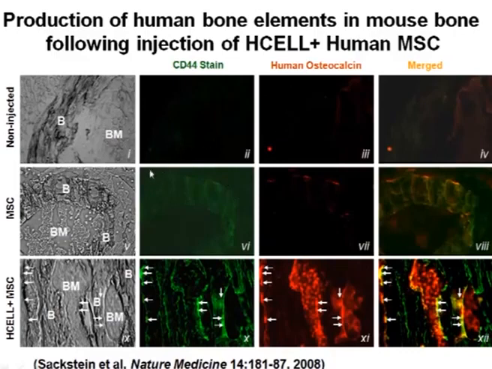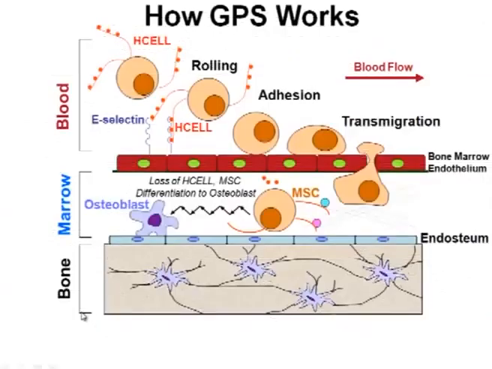In the case of mesenchymal stem cells that were injected that were not modified by GPS to express H-cell, we didn't see evidence of accumulation of the cells in the marrow whatsoever, and there was certainly no production of human osteocalcin in those mice. So therefore, the ability to target trafficking of the mesenchymal stem cell into the mouse marrow was dependent on the enforced expression of H-cell via GPS.